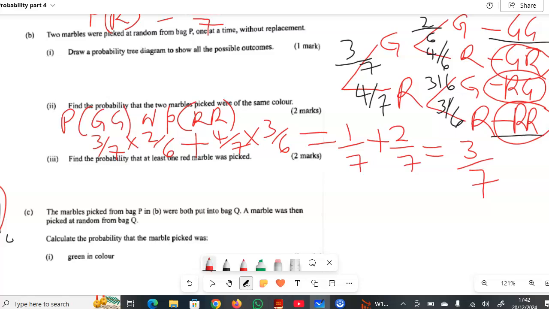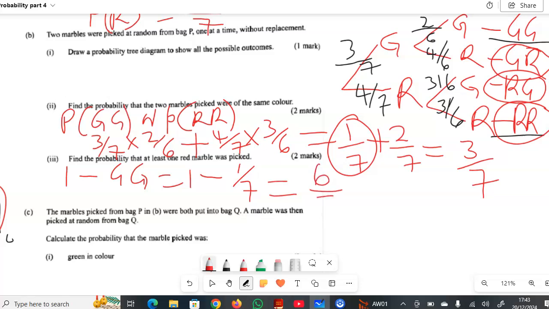So you can do it either by adding GR, RG, and then RR, or you get 1 and subtract GG. So let's work with the second scenario. So probability of at least one red is 1 minus the GG. 1 minus GG, you have it here, is 1 over 7. And 1 minus 1 over 7 is going to be 6 over 7.